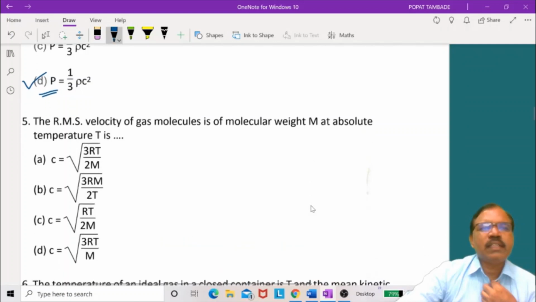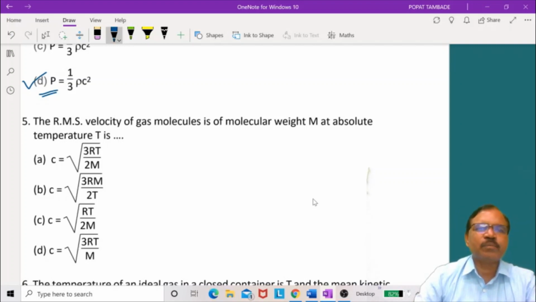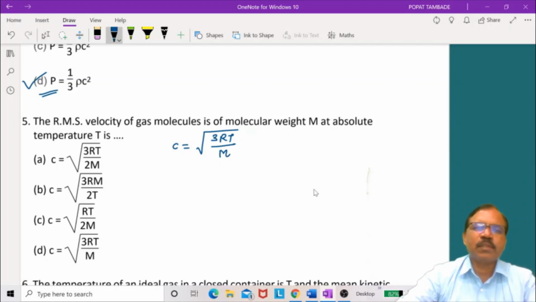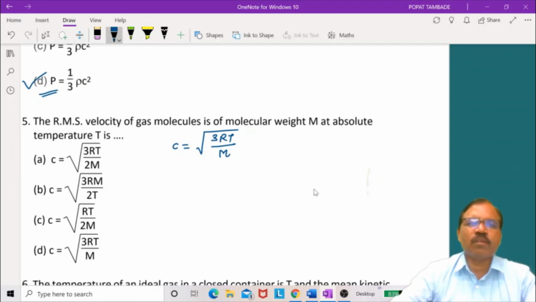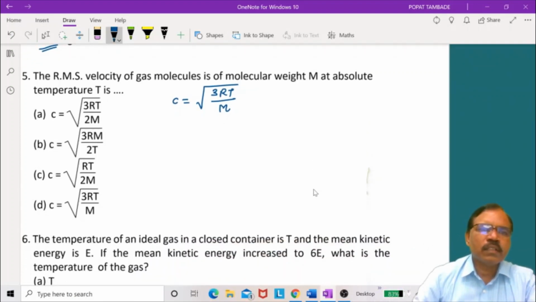Now next one, the RMS velocity of gas molecules of molecular weight m at absolute temperature T is... and that C is root of 3RT upon m, where R is gas constant, T is absolute temperature and m is molecular weight of that gas. So here this last one is correct. C is equal to root of 3RT upon m.